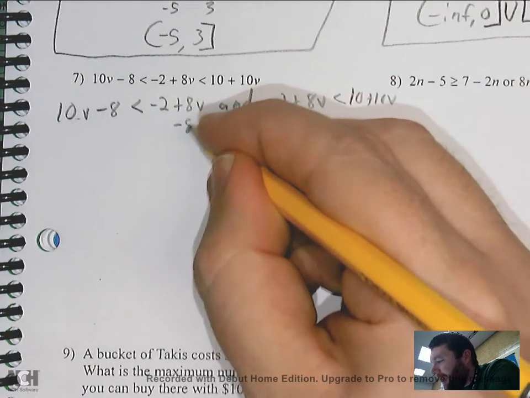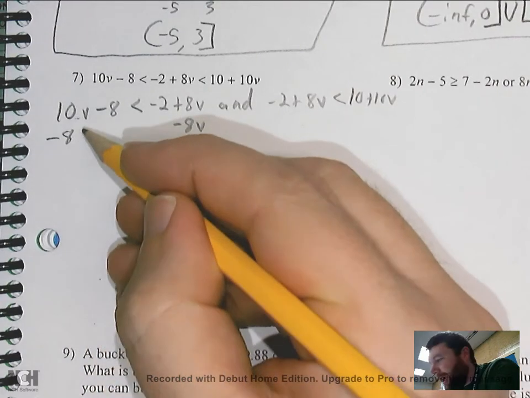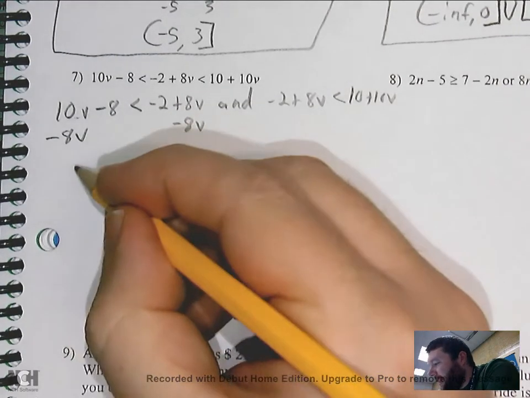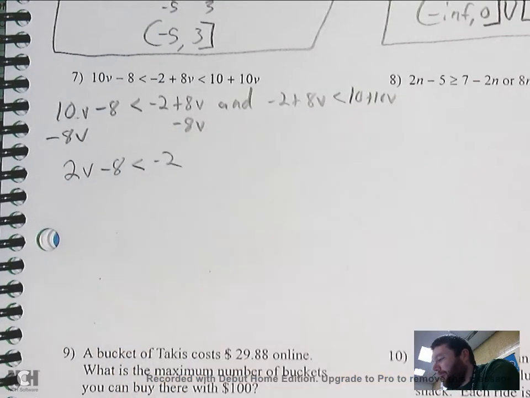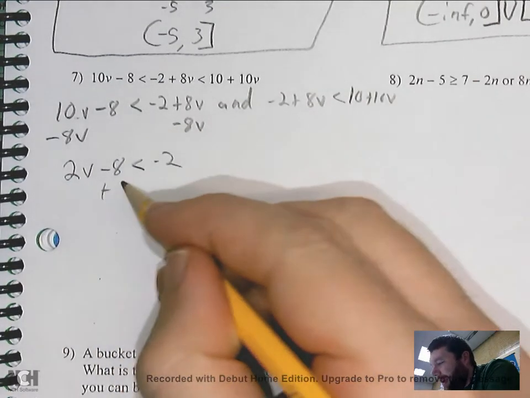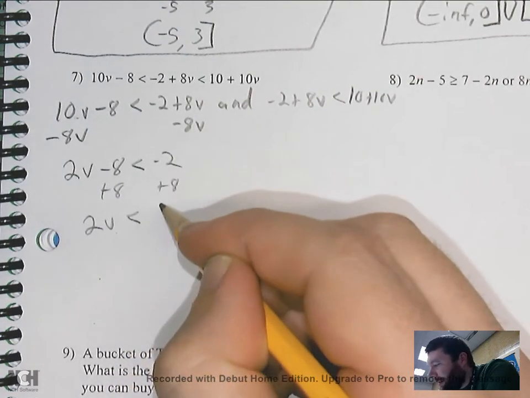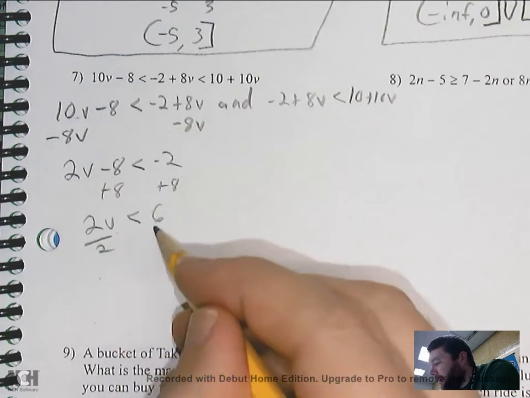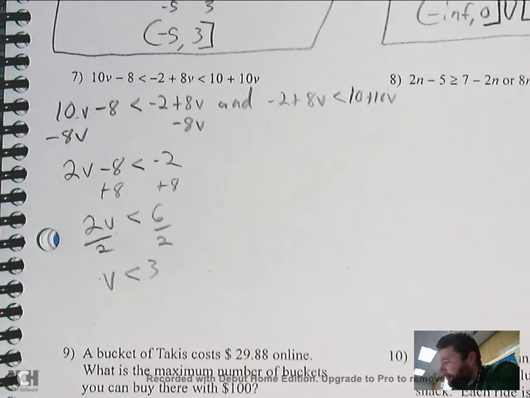So if I move the 8v by subtracting, right? Because if you want to move the entire term, it's just to add or subtract. So we minus 8v, that'd give you 2v minus 8 is less than negative 2. Then I'd add 8, that gives me 2v is less than 6, divide by 2, v is going to be less than 3. So that's one answer.